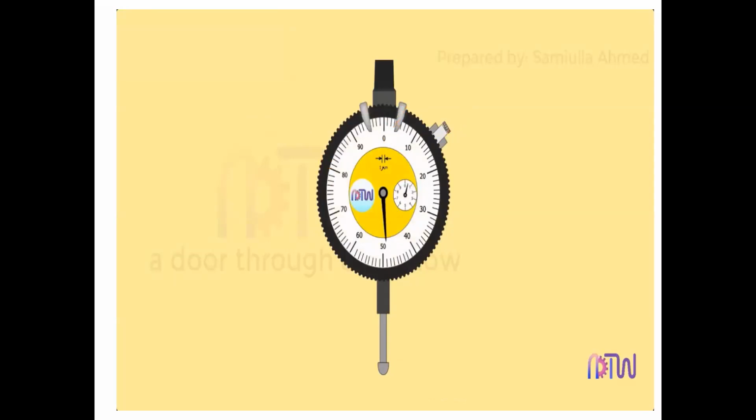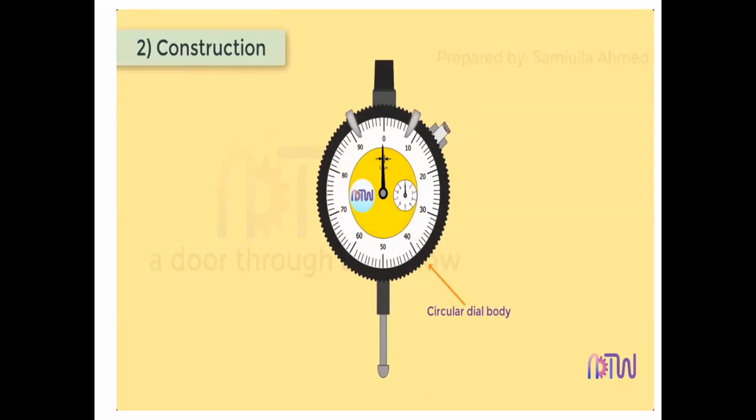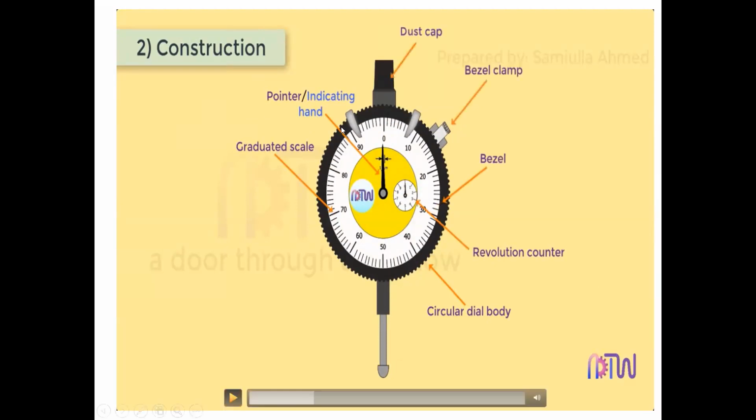Dial gauge consists of the following parts: circular dial body, pointer or indicating hand, round graduated dial, revolution counter, bezel clamp, dust cap. We observe here that it can be rotated to the required position in order to set the pointer to 0 position.